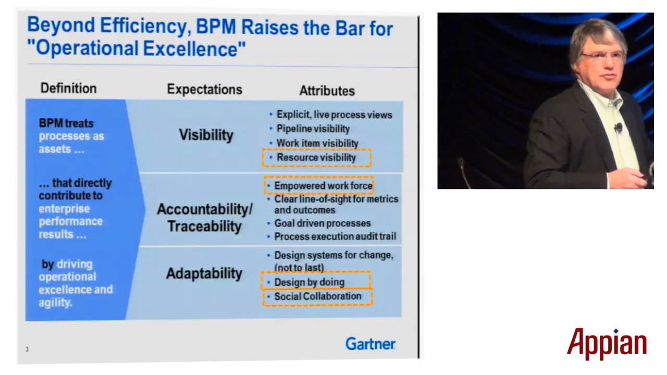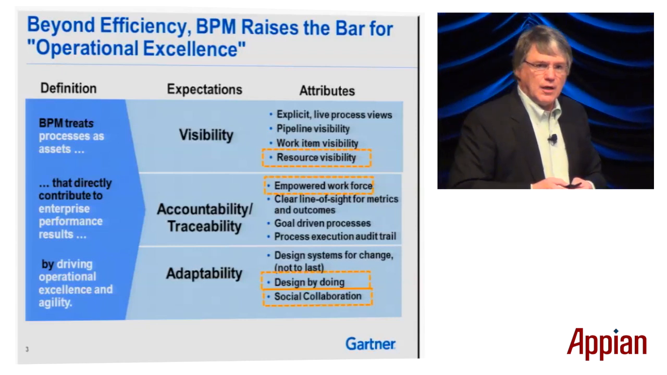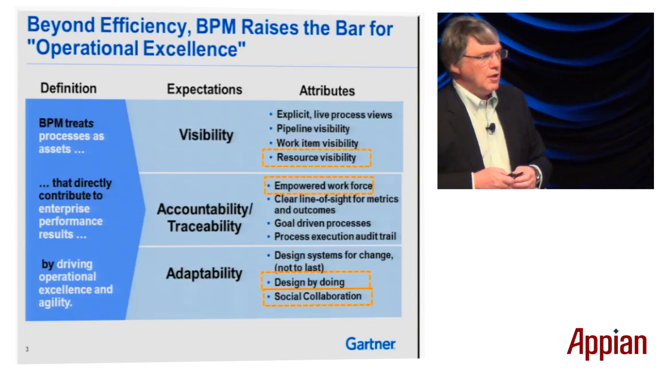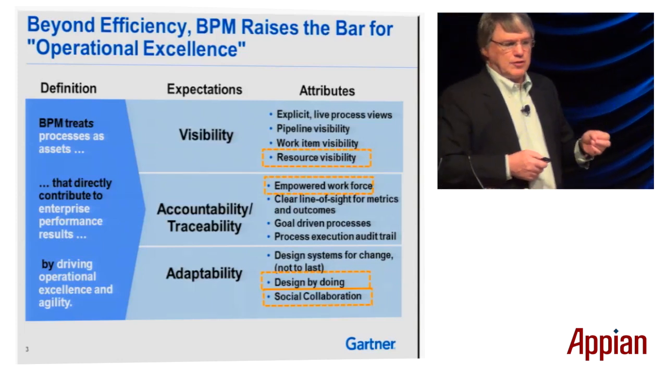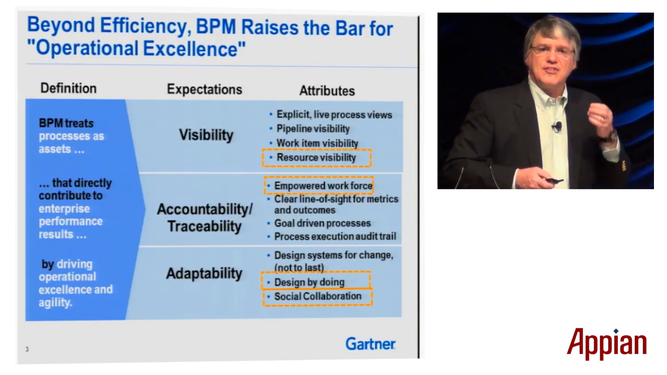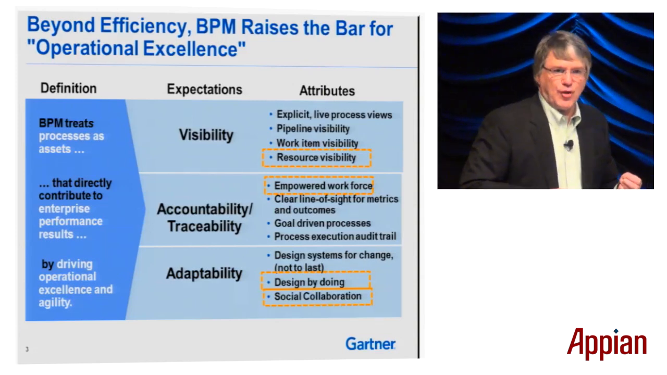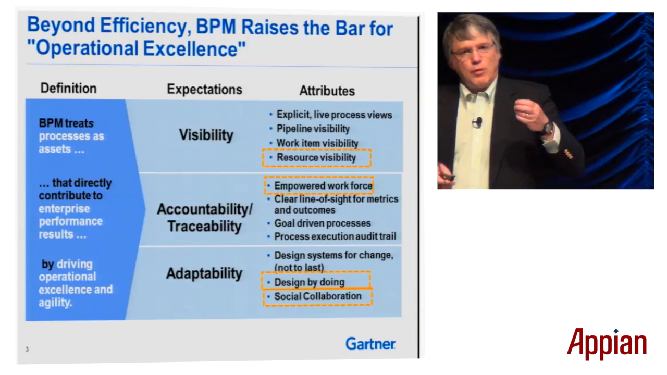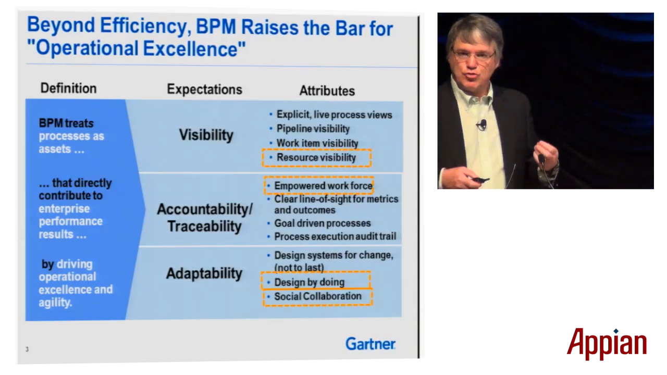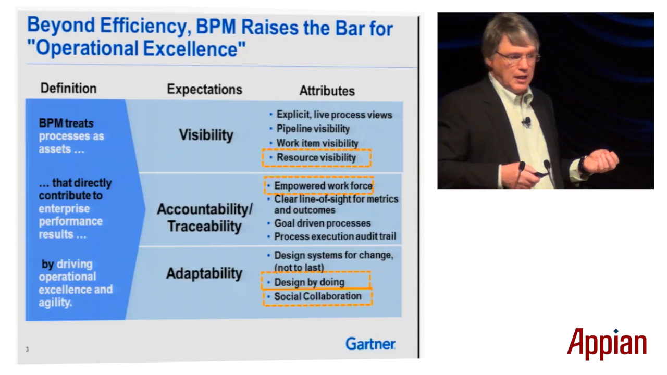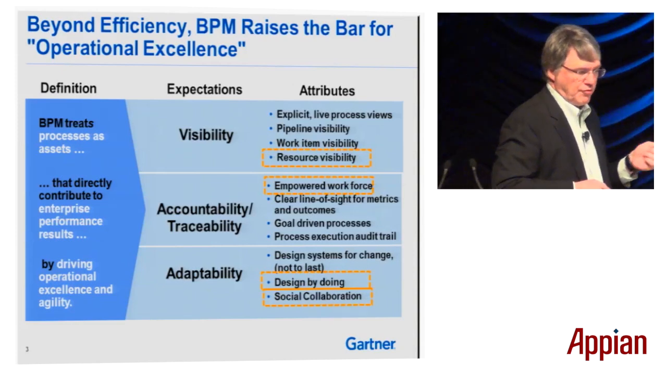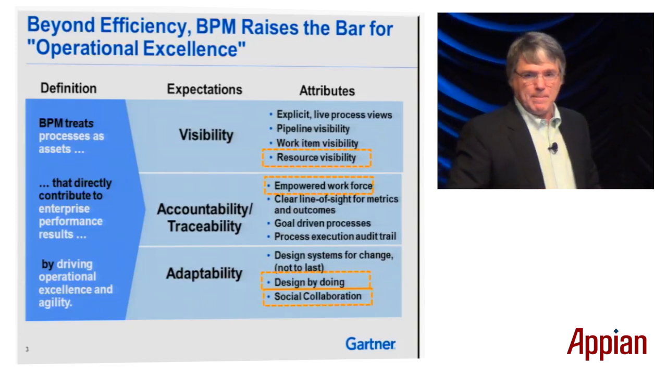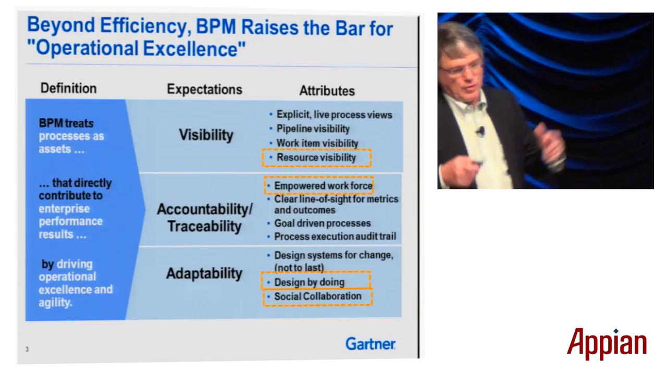And that's really no surprise given how Gartner looks at BPM. This is our definition, which we've been using for several years. BPM treats processes as first-class assets, not as an afterthought to an application implementation. Processes become first-class. We make them first-class because they directly contribute to enterprise performance, right? And not just in terms of efficiency, but also effectiveness. And they drive organizational excellence and agility. That really boils down to three key principles or expectations.